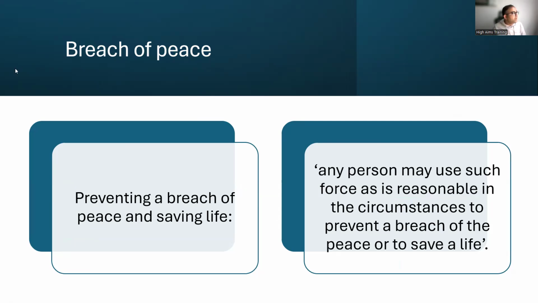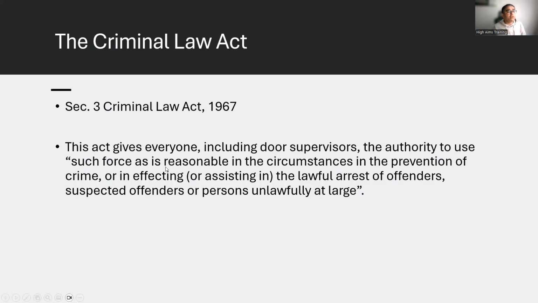Okay. Then there is the Criminal Law Act. Section 3 of the Criminal Law Act 1967. What does it say? The Act gives everyone, including those supervisors, the authority to use such force as is reasonable in the circumstances in the prevention of crime or in effecting or assisting in the lawful arrest of offenders, suspected offenders, or persons unlawfully at large.